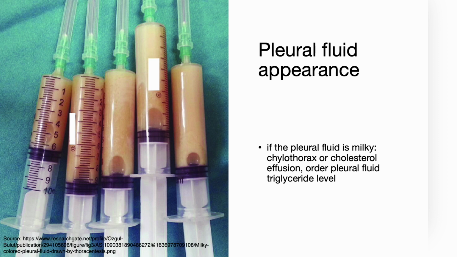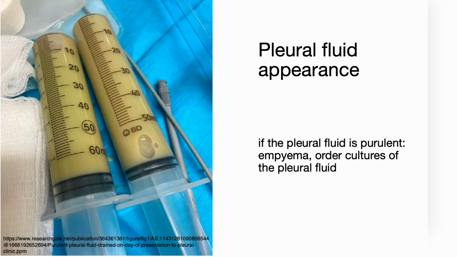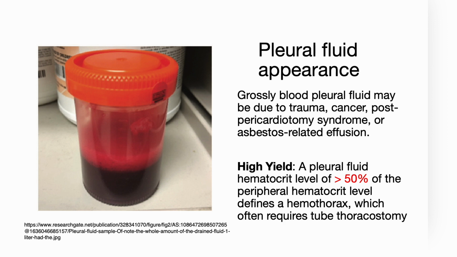Certain pleural fluid appearance is useful to suspect the cause of the pleural effusion. A milky fluid suggests a chylothorax, resulting most often from lymphatic obstruction by malignancy or thoracic duct injury by trauma or surgical procedure. A purulent fluid indicates empyema, and cultures of the pleural fluid must be obtained as the next best step. Grossly bloody fluid may result from trauma, malignancy, post-pericardiotomy syndrome, or asbestos-related effusion, and indicates the need for a spun hematocrit test of the sample.